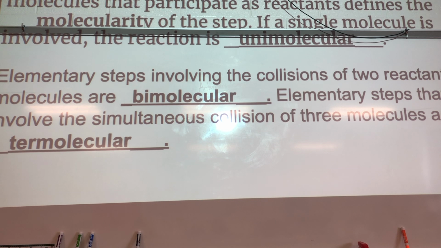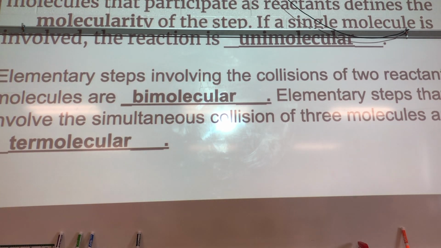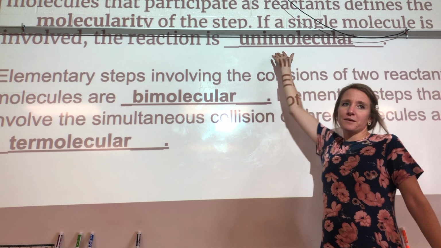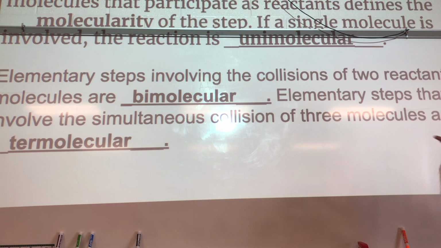Now, we have 3 types of elementary reactions. We have unimolecular, bimolecular, and termolecular. A unimolecular reaction only has a single molecule involved. Can anyone think of, when we've classified our different types of reactions, what type of reaction that we've talked about would be considered unimolecular? It would be like a decomposition reaction. Perfect, Josh. Yep. Unimolecular are decomposition because it's just one thing breaking apart.